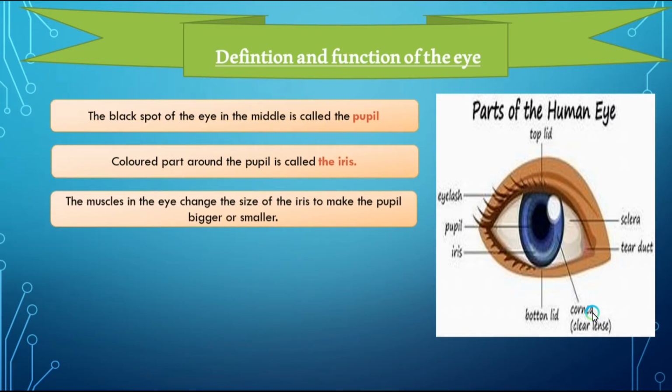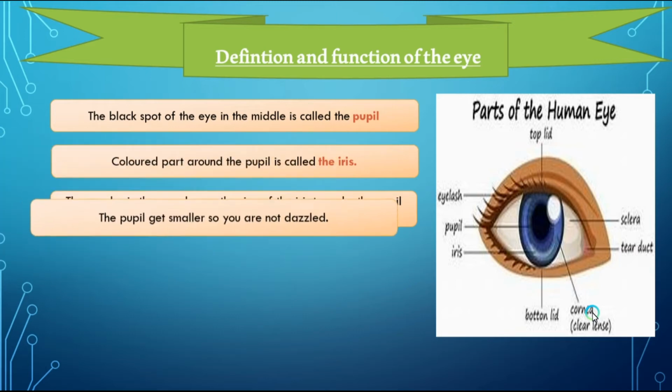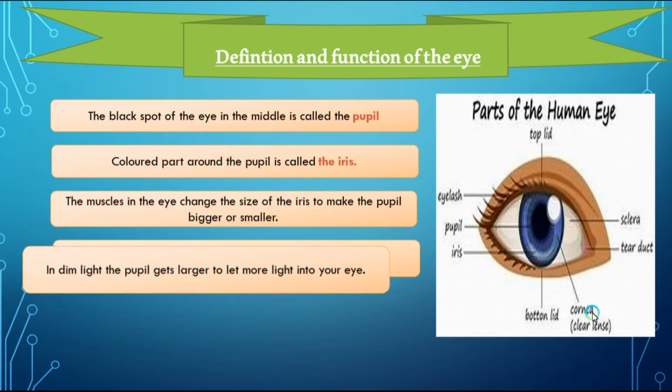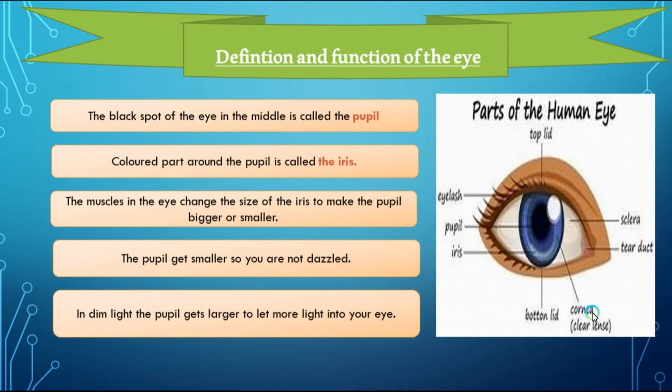The muscles in the eye change the size of the iris to make the pupil bigger or smaller. The pupil can be so small, or so large, depending on the amount of light. When the light is bright, the pupil gets smaller so you are not dazzled. And in dim light, the pupil gets larger to let more light enter your eyes.